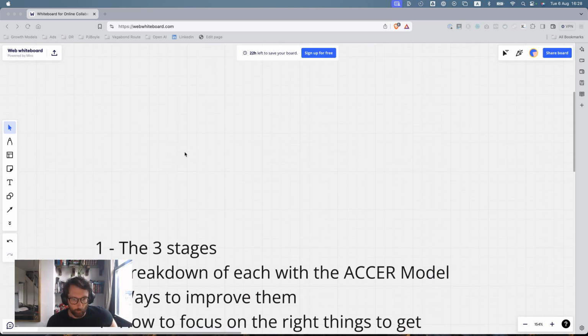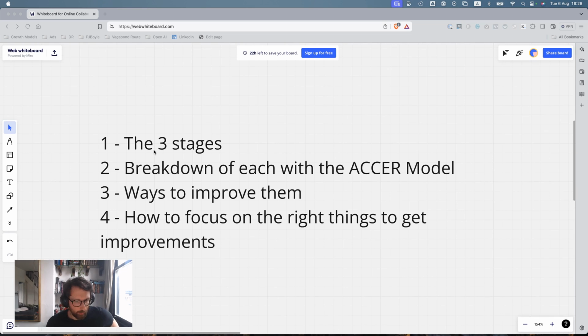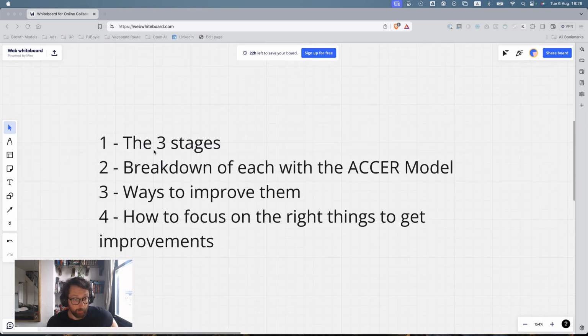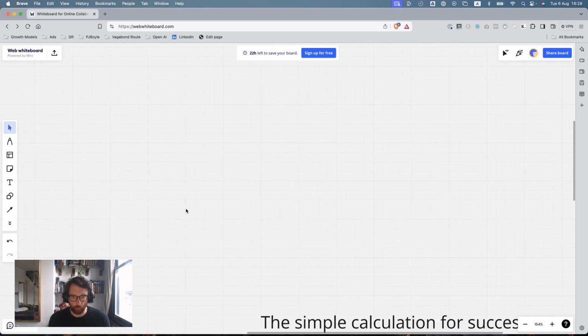So, what we'll be looking at is what the three stages are, how they break down with the ACCA model, which is how we build all of our successful growth strategies, ways to improve those different stages, and how to find and focus on the right things at each of those stages. Let's first look at the three stages.